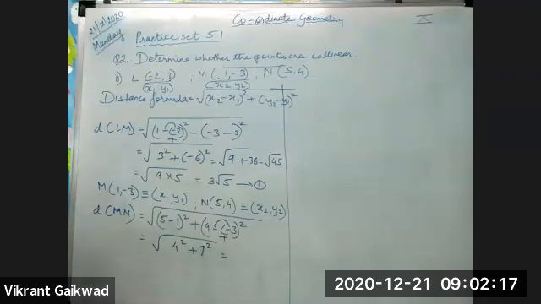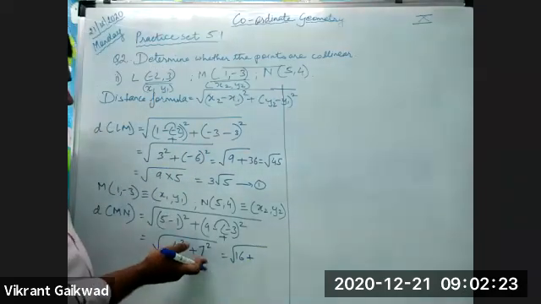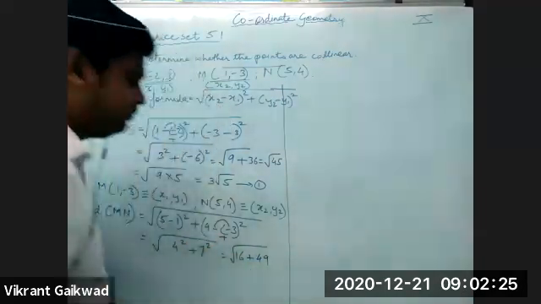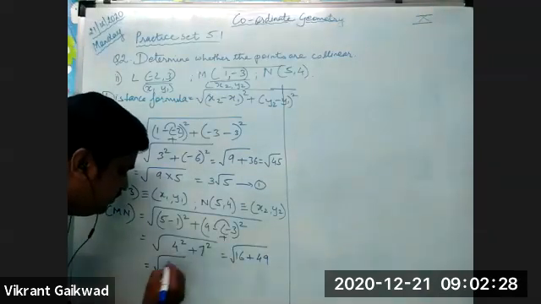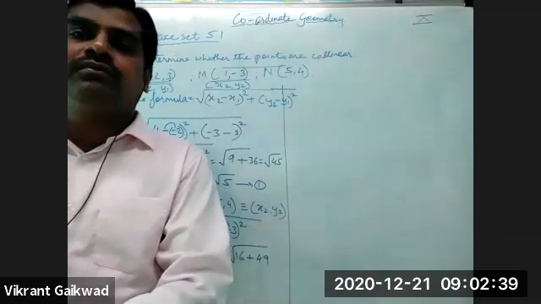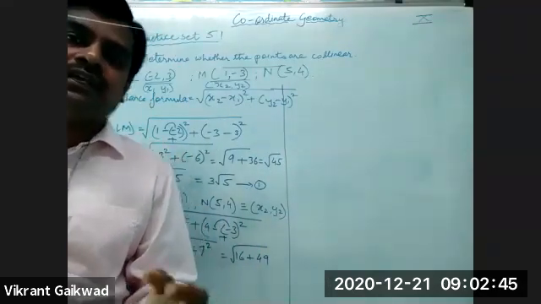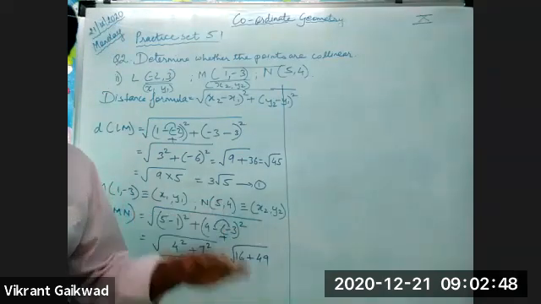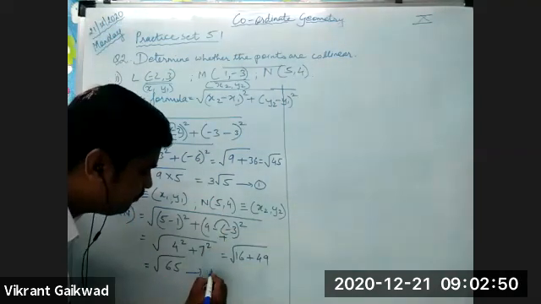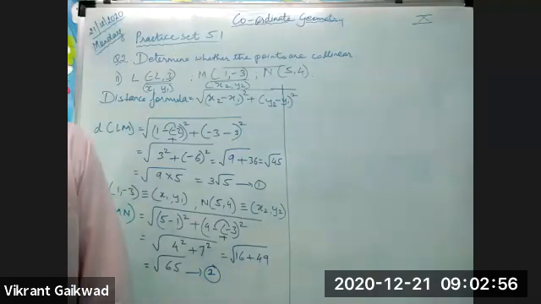So what you'll get? You'll get that as 16 plus 49. 16 plus 49 is root 65. Can you simplify root 65? Factors of 65 are 13 into 5. Now 13 is a prime number. Understand? So you cannot simplify this. So we'll keep that as it is. This is your statement number 2.